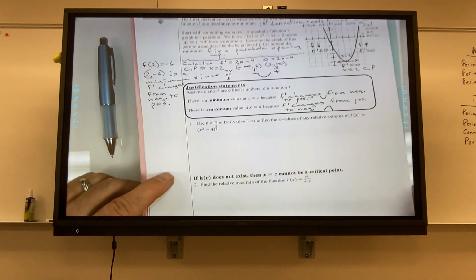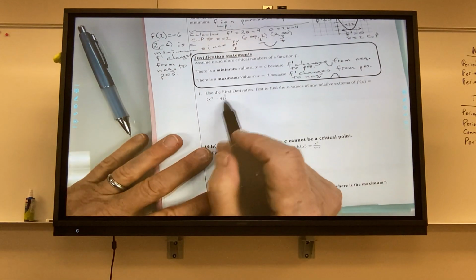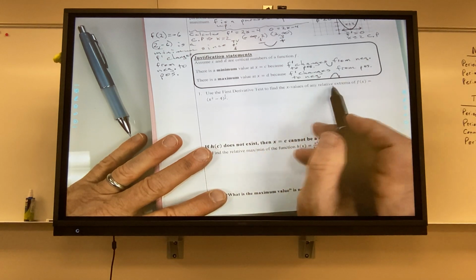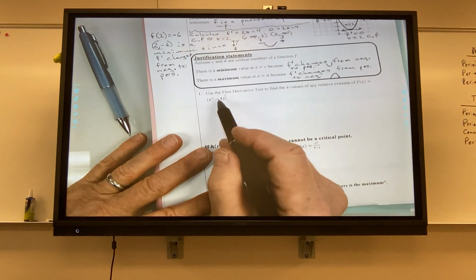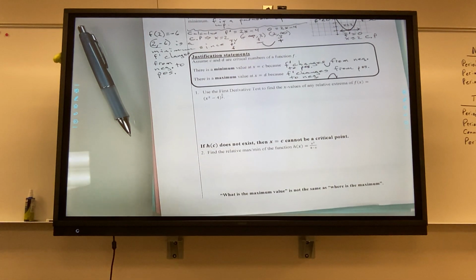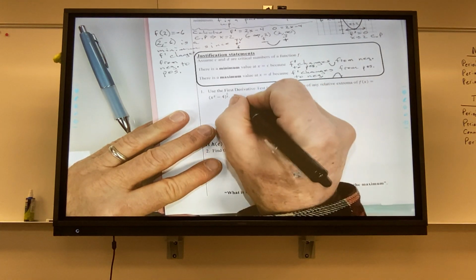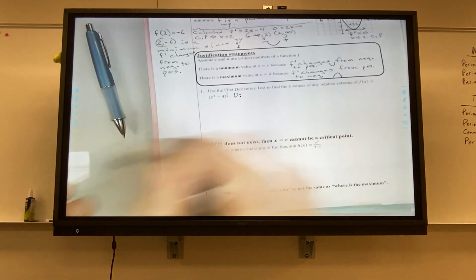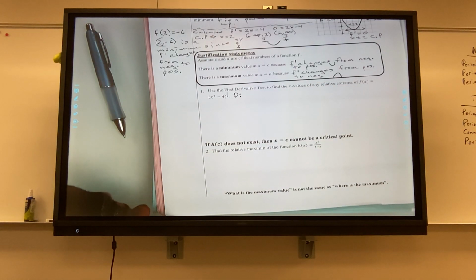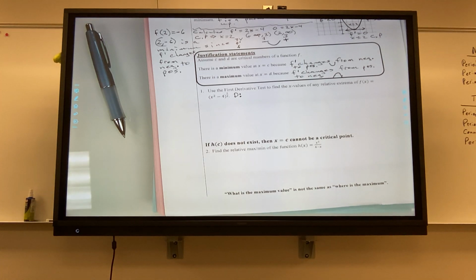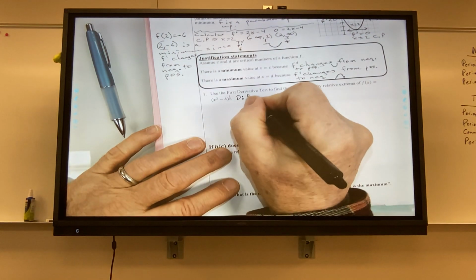All right, it says here, use the first derivative test to find x values of any relative extrema of f of x equals this. The first thing I'm going to do is look and say, are there any restrictions? Are there any numbers I can't put in there? No, because at most it's a cubed root. So you can put anything you want in there, correct? Would everybody agree? Yeah. So I'm just going to write it's all reals right here.